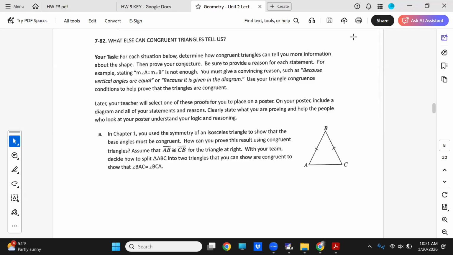No, I'm not going to do it right now. On your poster, include diagrams, statements, and reasons. Clearly state what you are proving and help the people who look at your poster understand your logic and reasoning. I think that's what this project's about, but we'll do that later. Let's just go through these examples here, and then we'll be done.